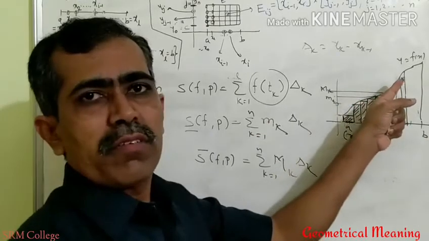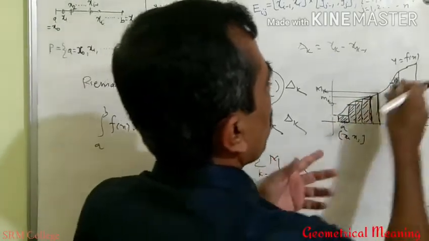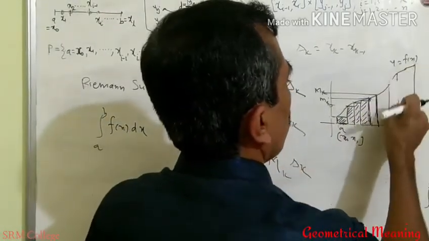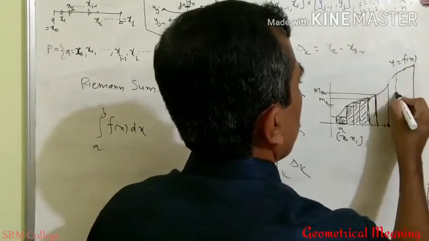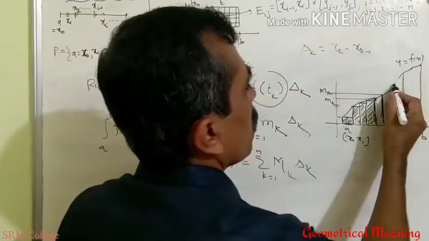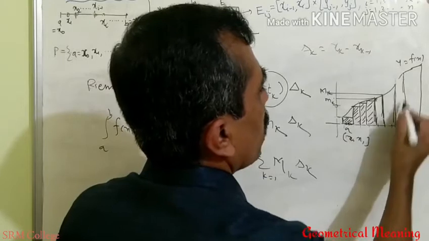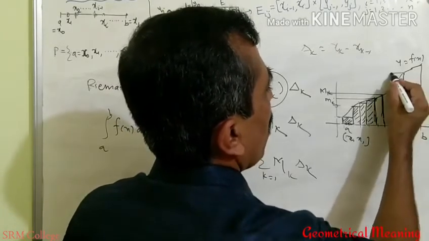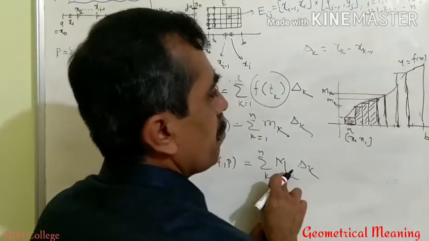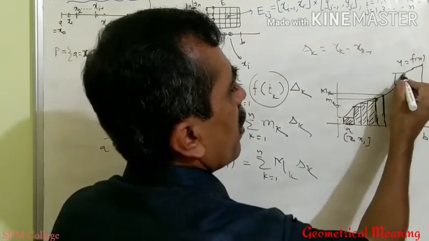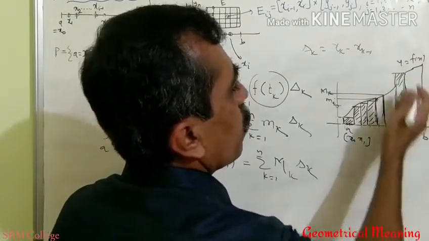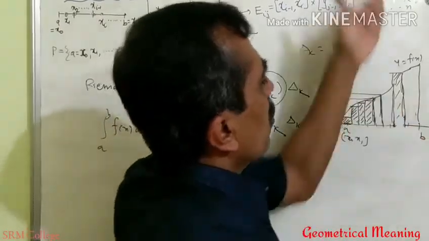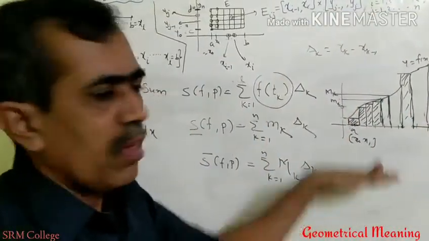Similarly, you consider the upper sum. In the case of the upper sum, I will give you only one sample because of the limitation. Here the smaller value is small mk, and this is capital Mk. If you take rectangles of height capital Mk and this width, you get the area of these sub-rectangles, and you will get an area more than the actual area under the curve.